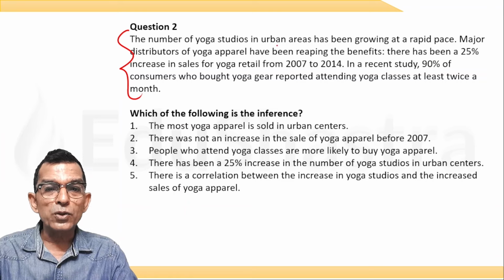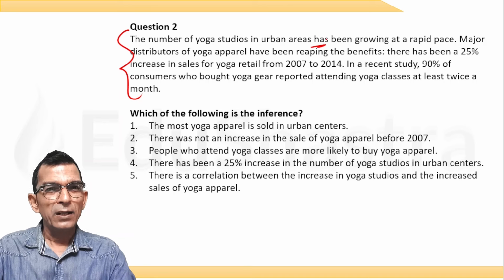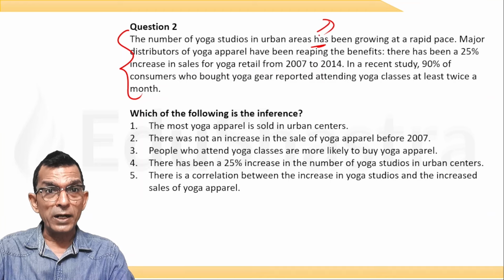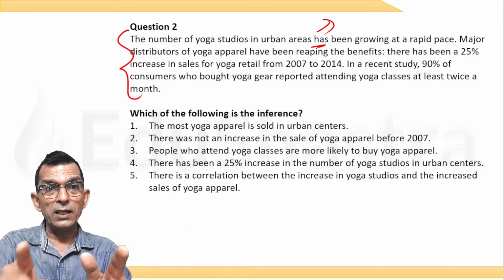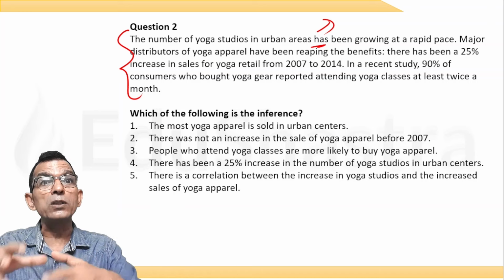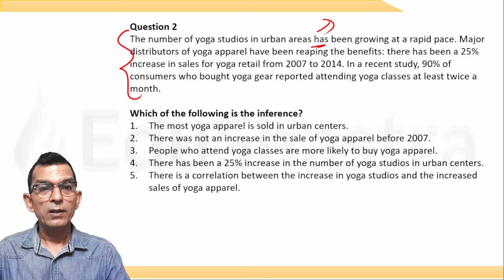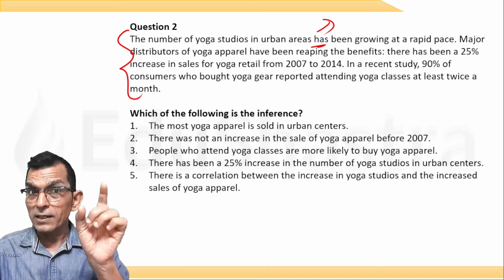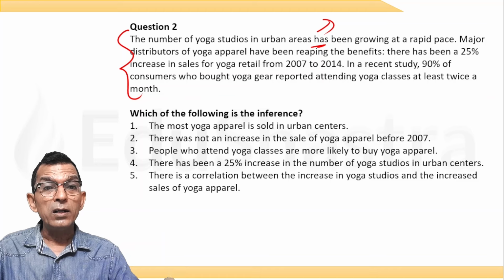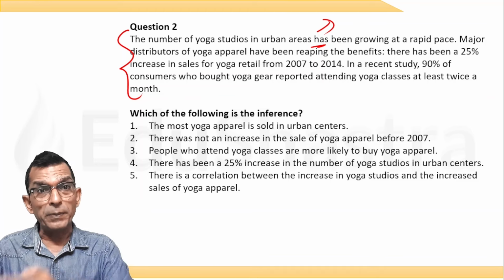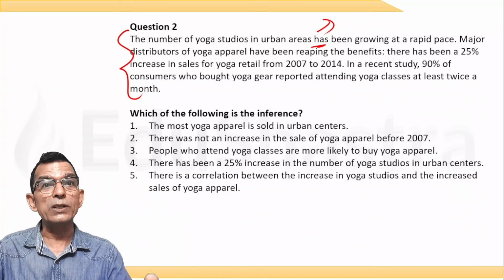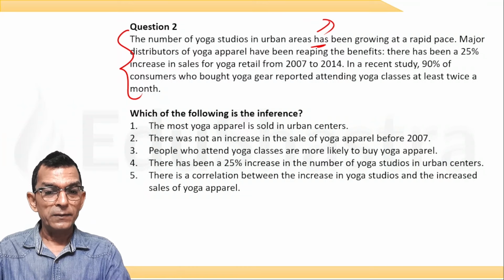The number of yoga studios in urban areas has been growing at a rapid pace. Well, is it not a piece of information? Is this the conclusion that he is trying to say? Yoga studios are increasing. Is that the main idea that the author wants to drive home? Yoga studios are increasing. Is that the main idea? Or the distributors of yoga apparel are reaping the benefits. Is that the main idea? Which one is the main idea? Batana? Kunal?